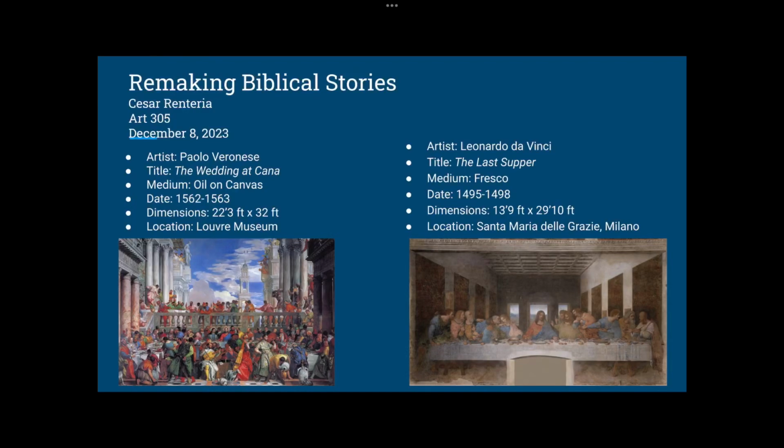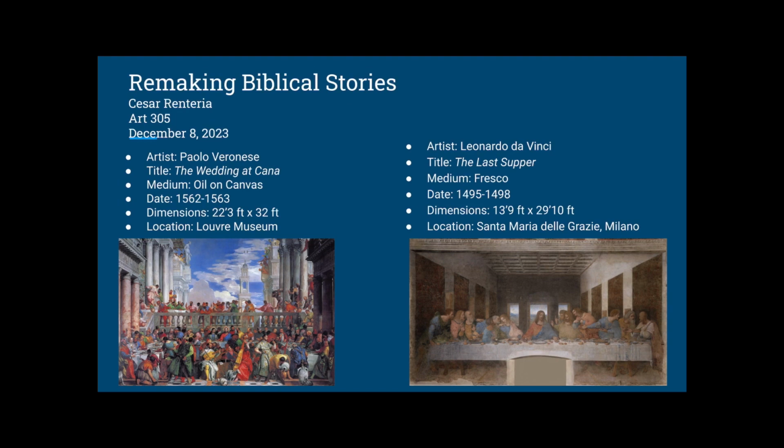In this essay, I will conduct an art historical analysis on Leonardo da Vinci's The Last Supper and Paolo Veronese's The Wedding Feast at Cana. Da Vinci began his painting in 1495 and completed the piece in 1498. It is a fresco painting on a wall, and it is 13 by 9 feet and 29 by 10 feet.